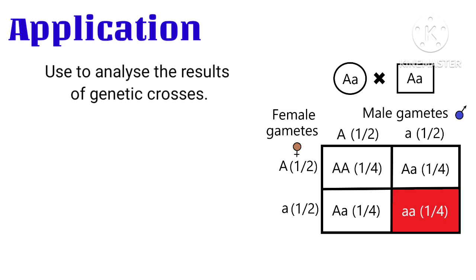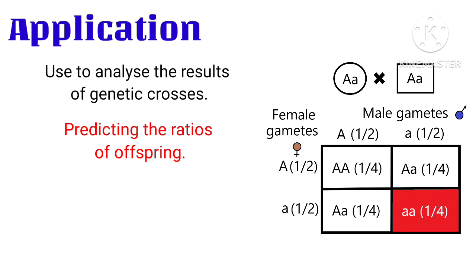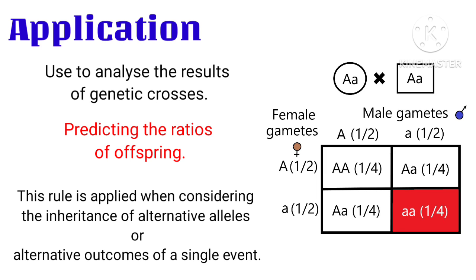These rules of probability provide a foundation for analyzing genetic crosses and predicting the ratios of offspring in inheritance patterns. By applying these rules, you can make predictions and interpret the results of genetic experiments. In genetics, these rules are applied when considering the inheritance of alternative alleles or alternative outcomes of a single event.